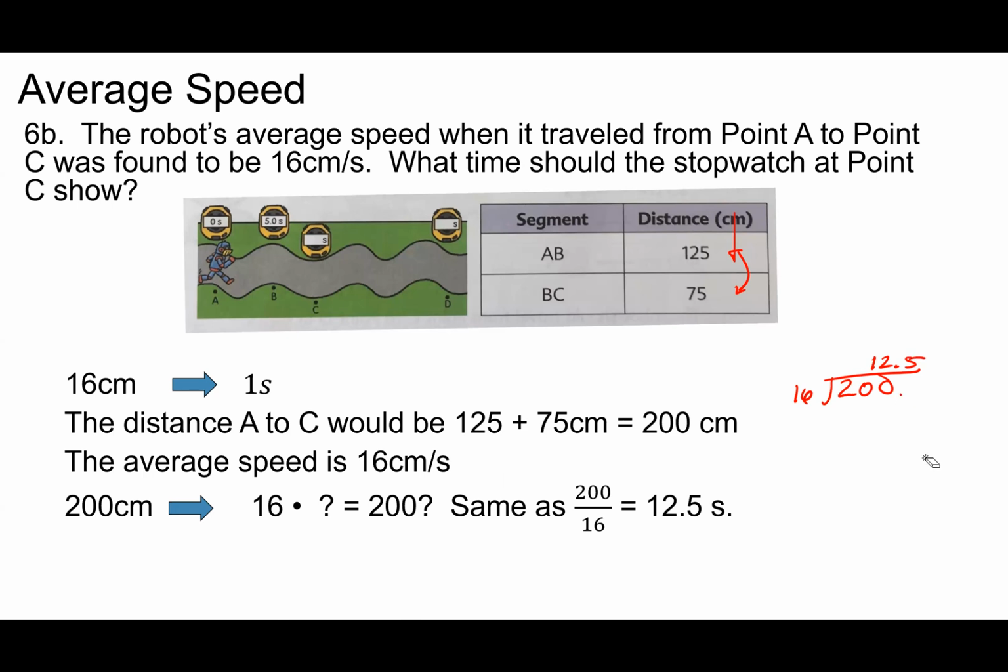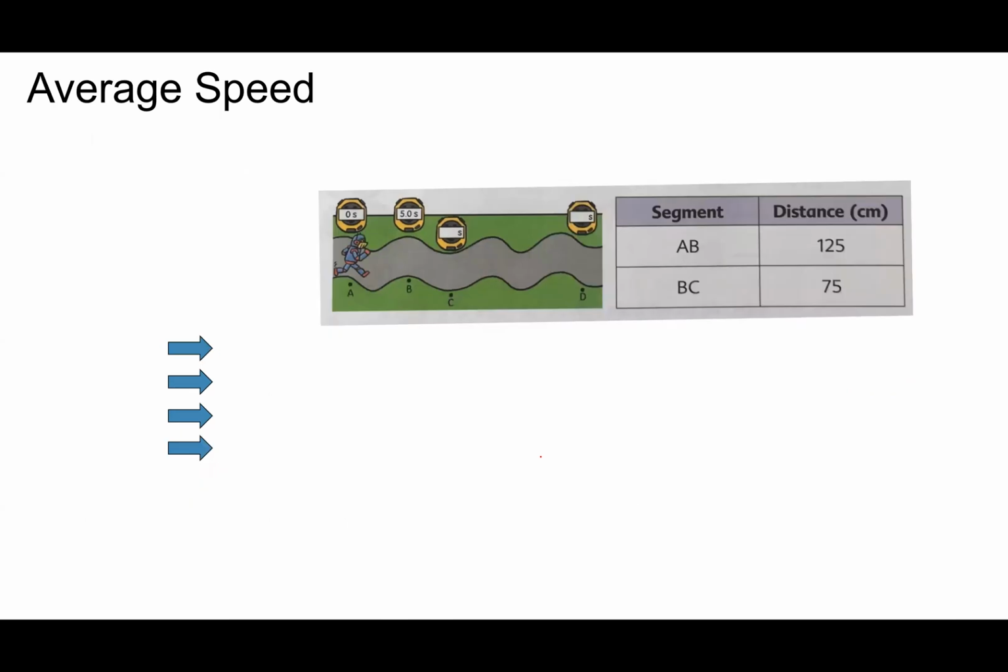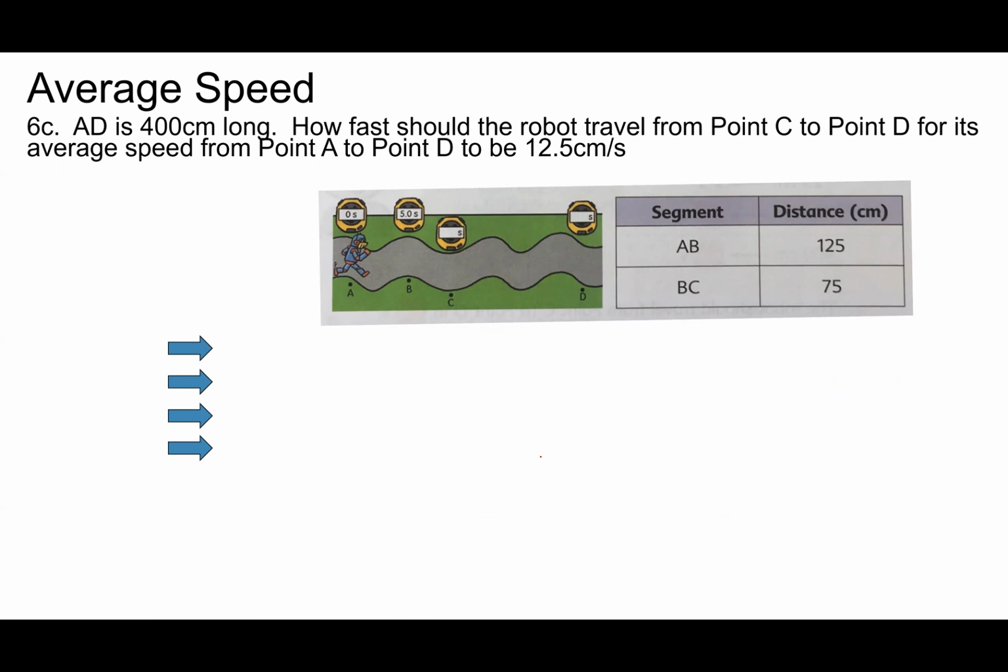So, here's another way to. Oh, nope, the next one is from point C to point D. Okay, so we know how long it takes to get to that one, 12.5 seconds. All right, so now our next problem says, AD is 400 centimeters long. How fast should the robot travel from point C to point D for its average speed from point A to point D to be 12 centimeters per second?